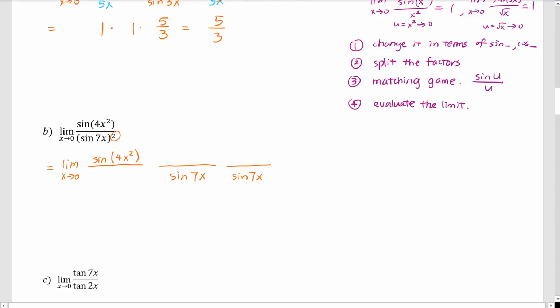Because this is squared. You see the difference between this square and this square? The top square is inside of the sine. It's only one term, one factor. But the bottom, you have a parenthesis around it, so it's actually 2 factors multiplied together. So we can split it. We split the factors, and then we do the matching game.